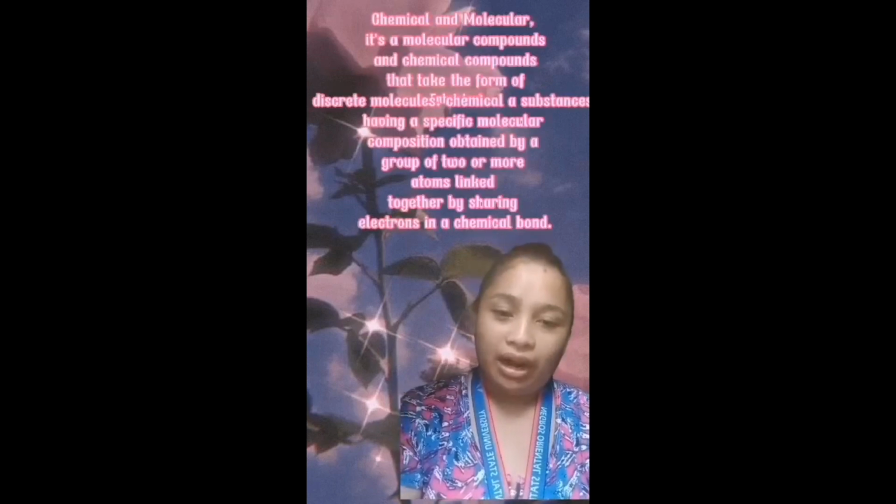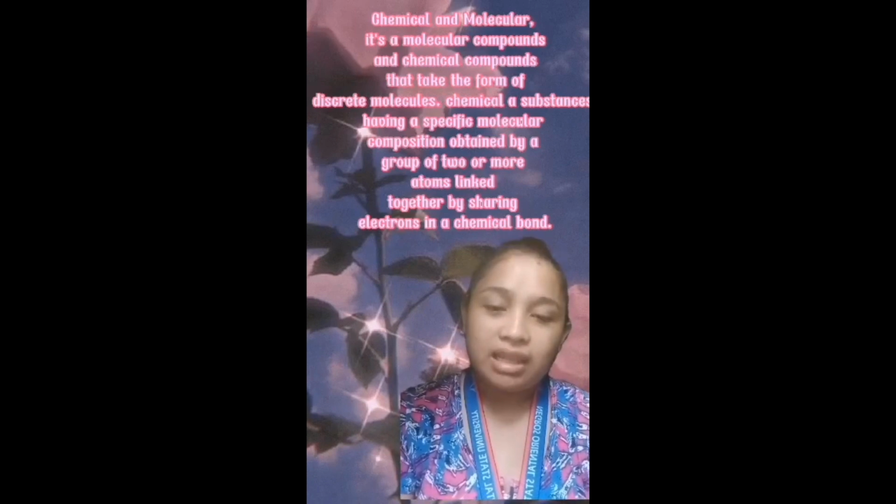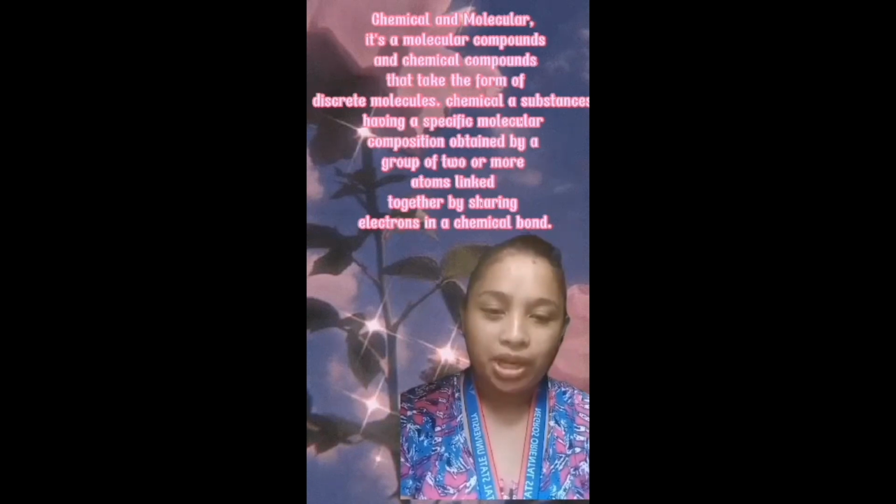And lastly, chemical and molecular. It concerns molecular compounds and chemical compounds that take the form of discrete molecules. Chemicals are substances having a specific molecular composition obtained by a group of two or more atoms linked together by sharing electrons in a chemical bond.